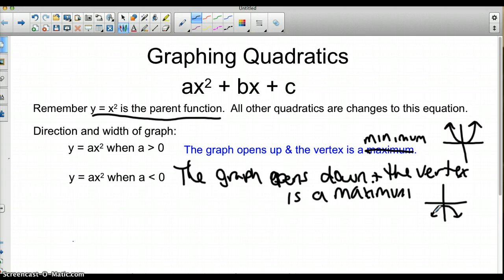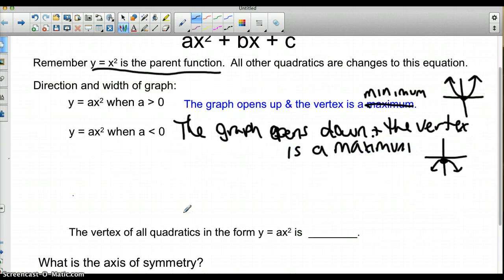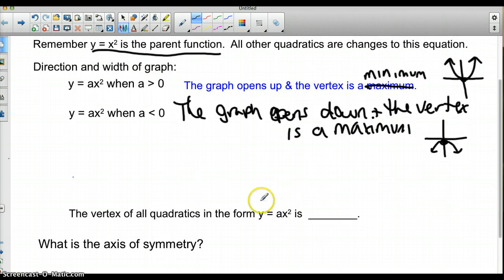Remember, the vertex is your highest or your lowest point, or your maximum or your minimum. Here it's a maximum, here it's a minimum. So you remember that we use the word vertex. It's that point where the graph changes. Remember the vertex of all quadratics in the form ax squared is 0, 0. So you want to make sure that you have that also.